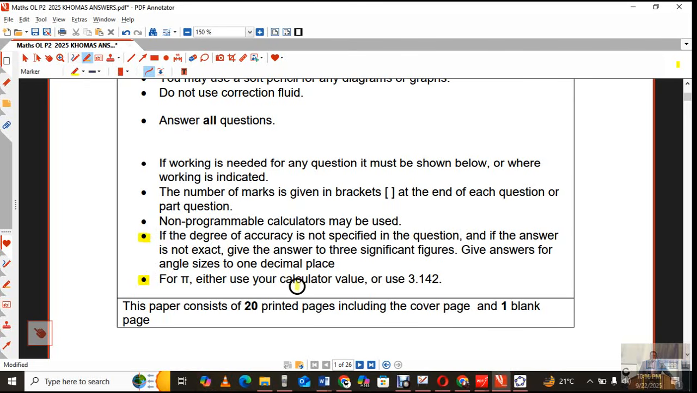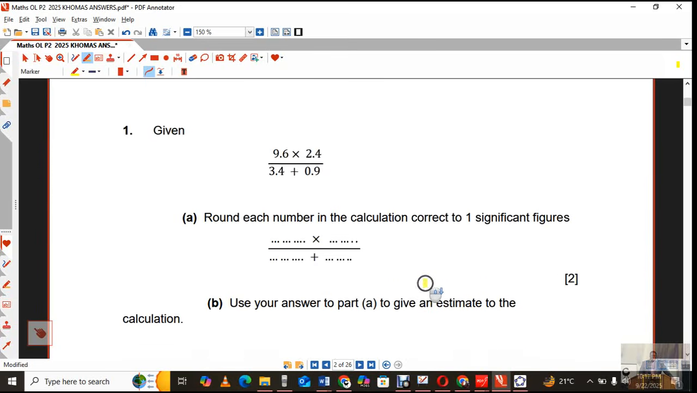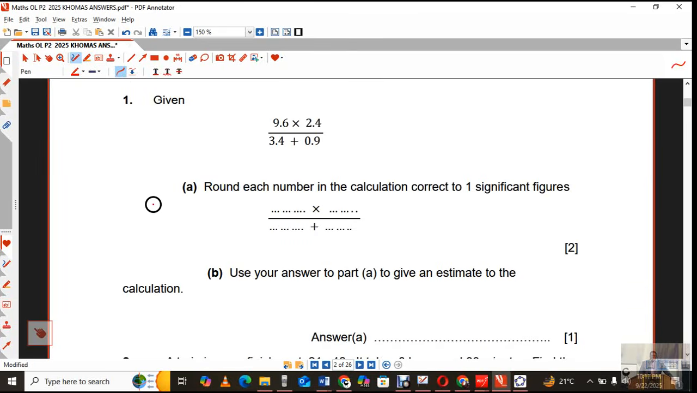That is, if the degree of accuracy is not specified in a question and the answer is not exact, then you're supposed to follow this. So you'll be giving your answers to three significant figures. And if you're working with trigonometry angle sizes, you'll give to one decimal place. You also advise that for the value of pi, you either use your calculator value of pi, which is an irrational value, or you use 3.142. Okay, let's dive right into the question.